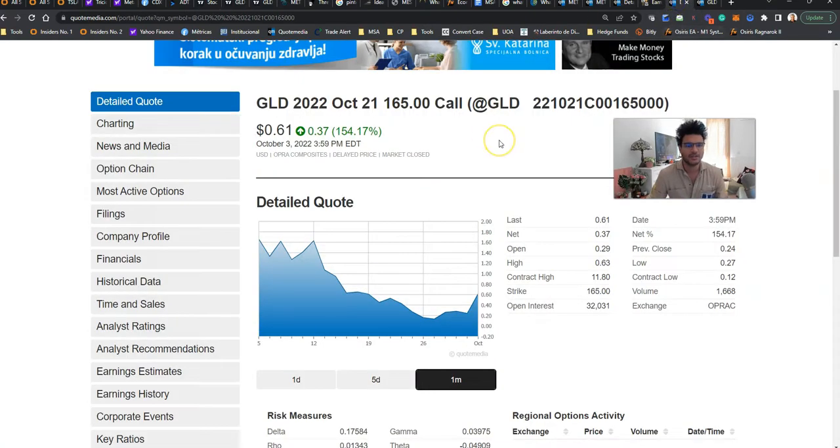This is the contract we are playing with. Make sure if you get it at 60 cents per contract, it's fantastic. Pay no more than 70 to 75 today, okay?